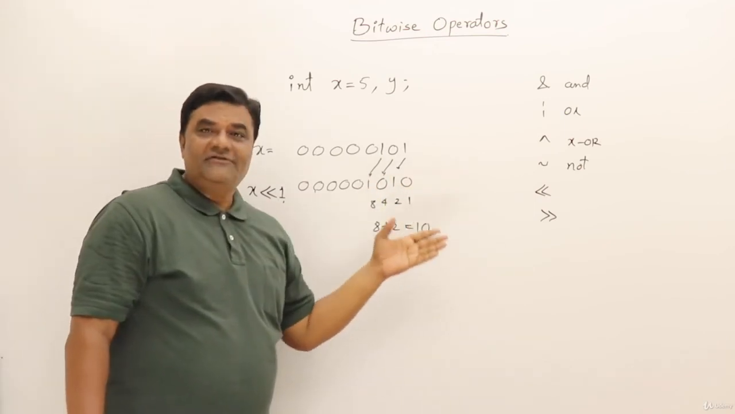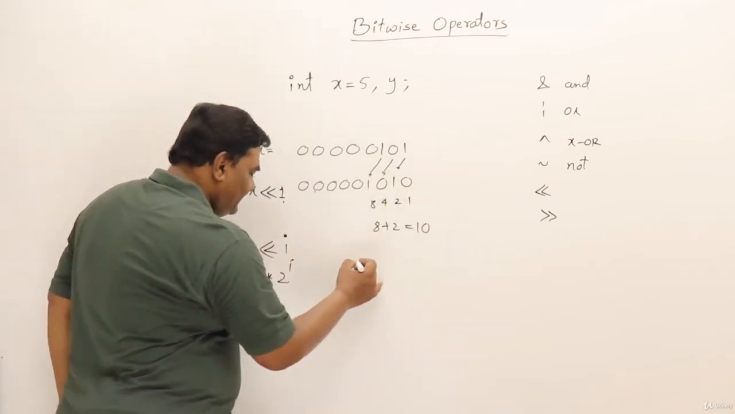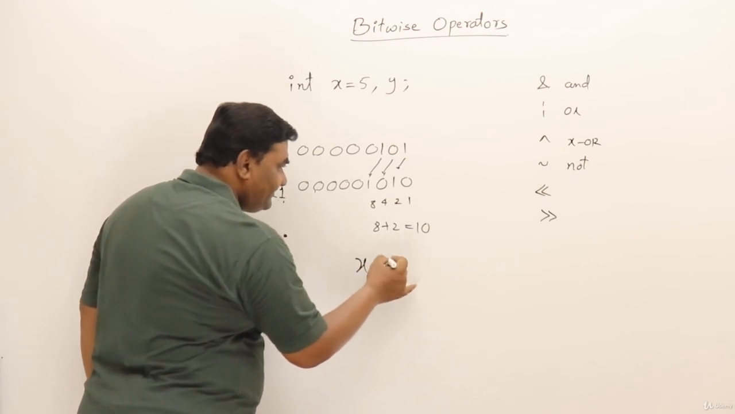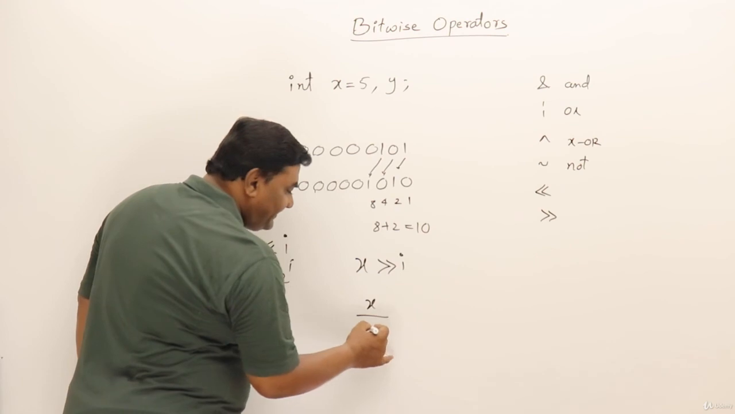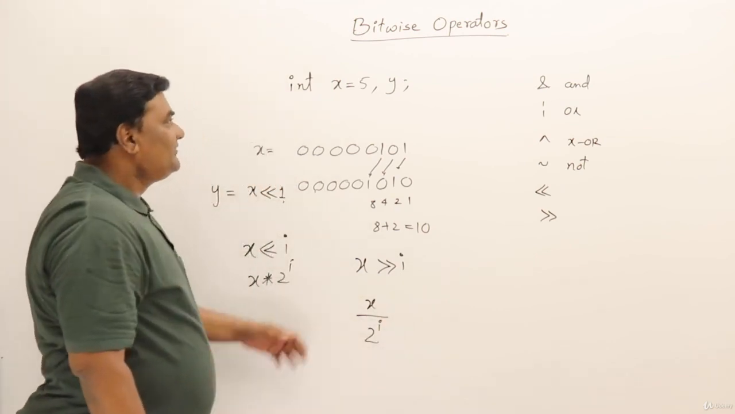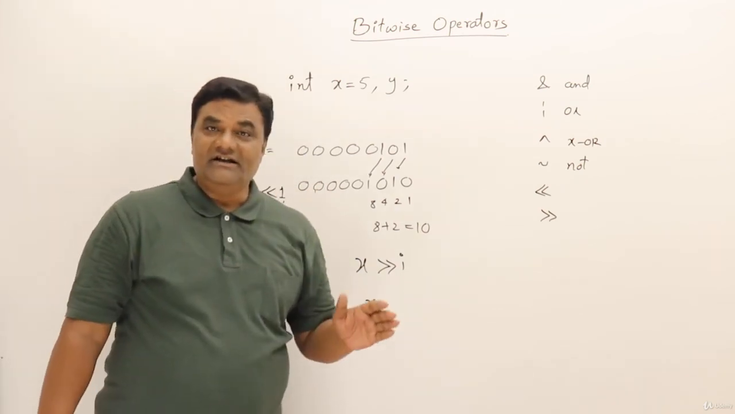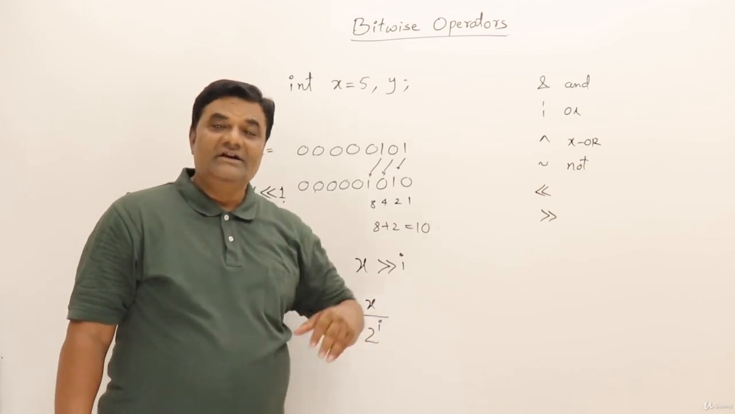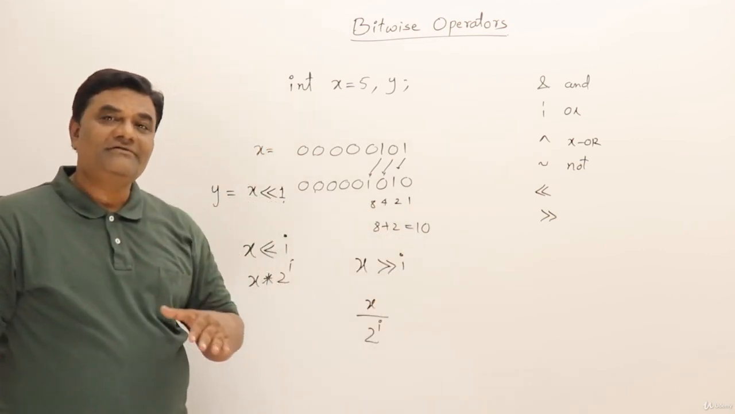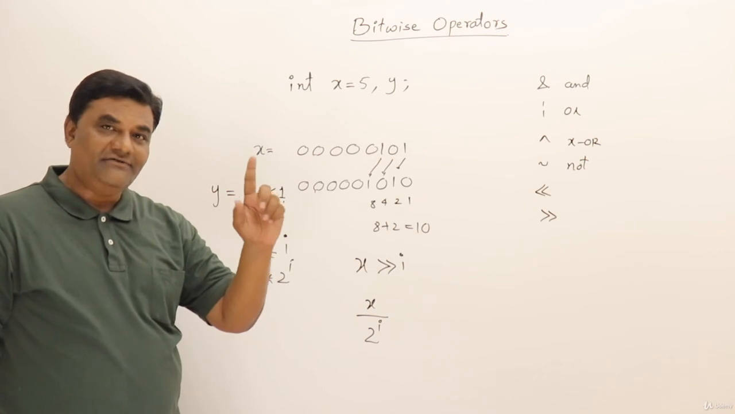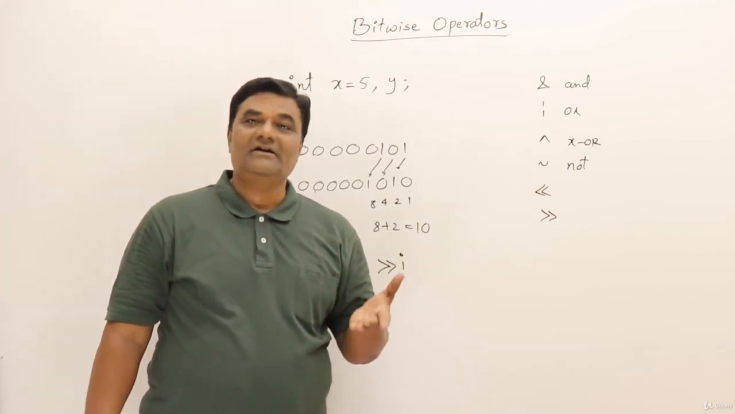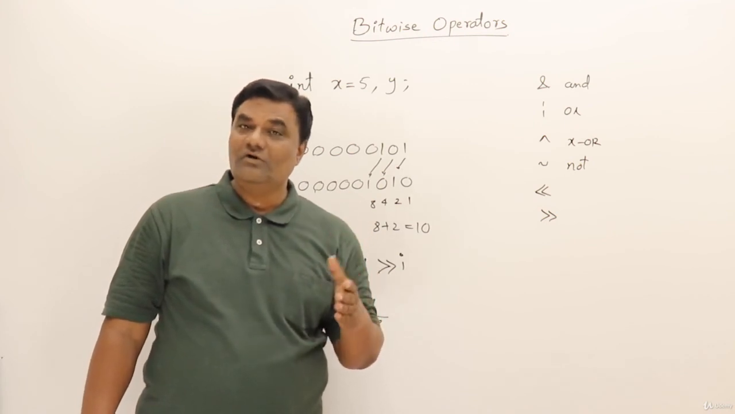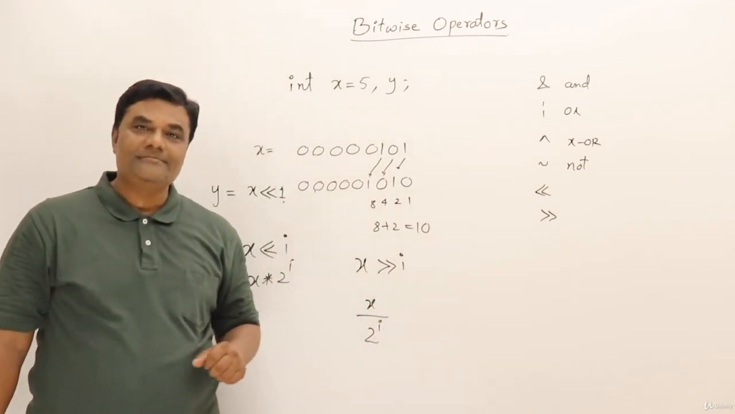Now similarly, if right shift is used, if I say x right shift by I, then x will get divided by 2 power I. So 5 will get halved, that is integer division by 2. If it is 10, it will become 5. So the number will become half if you right shift by one place. If it is done by 2 places, then it is divided by 4, it will convert into a quarter.